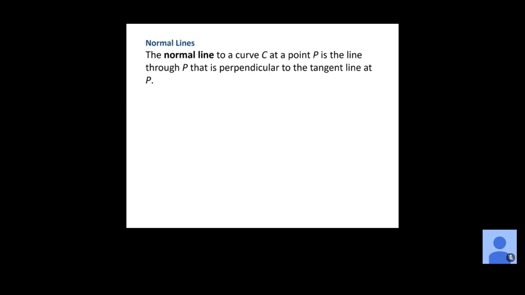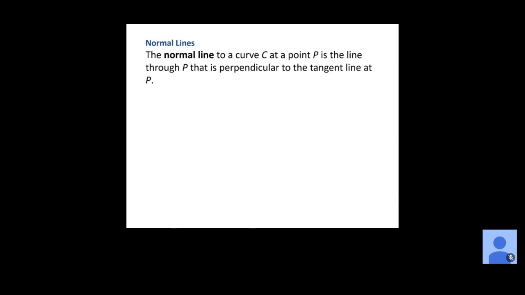All right, so like I said, this is still section 2.3, so we're still looking at these differentiation formulas. Now we're going to look at what's called a normal line. Remember we've talked about tangent lines so far. A normal line to a curve C at a point P is the line through that point that's perpendicular to the tangent line at that same point.